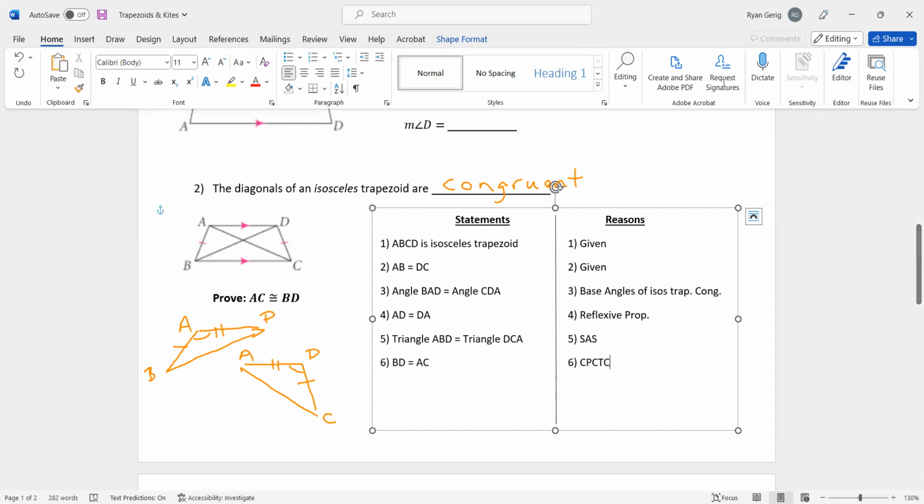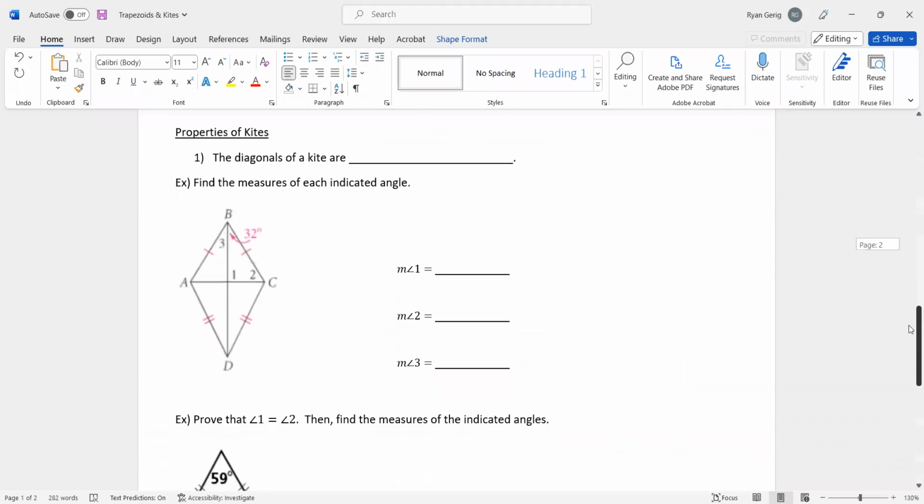Okay. You're not going to have to prove it. I think you probably realize that by now. It's just showing you that what I'm saying is not just being made up. I can prove that that's true. So that's isosceles trapezoids. Now let's move on to kites.